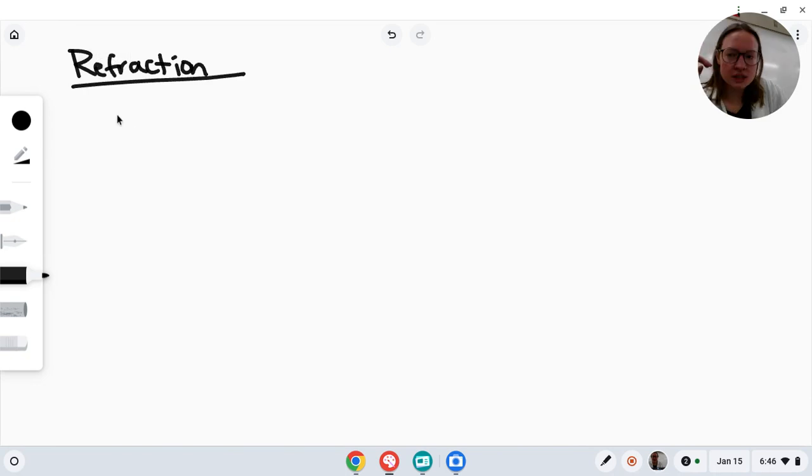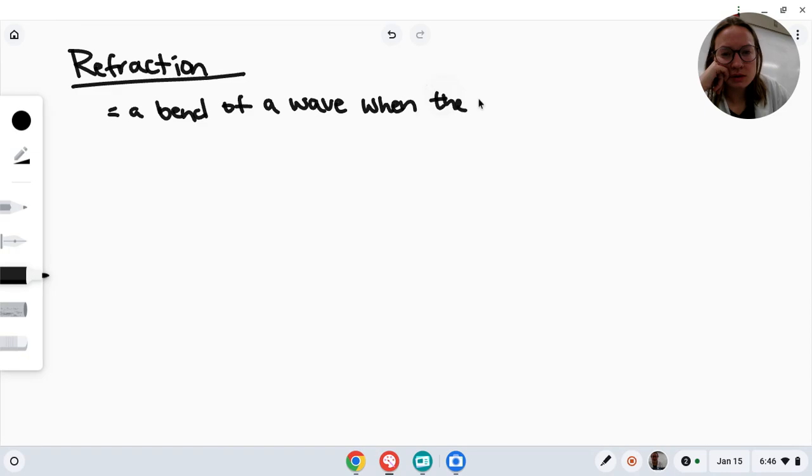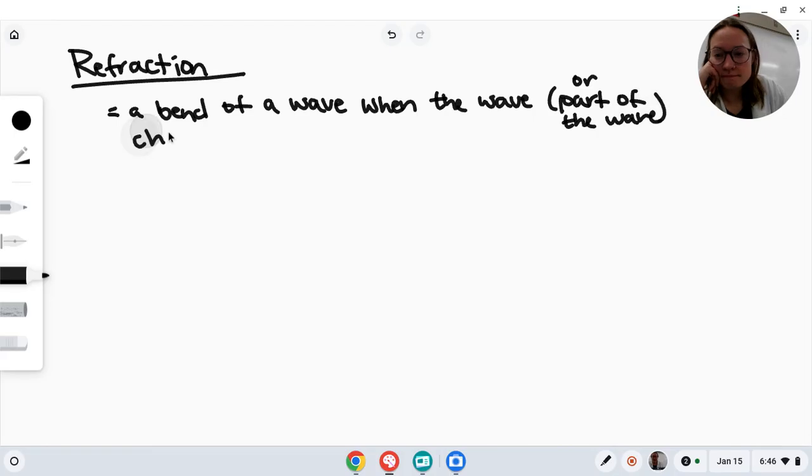Refraction, let's start with the definition here. Refraction happens when you get a bend of a wave, when the wave, or I should say, or part of the wave changes mediums. Refraction is a bend of a wave when the wave or part of the wave changes mediums.